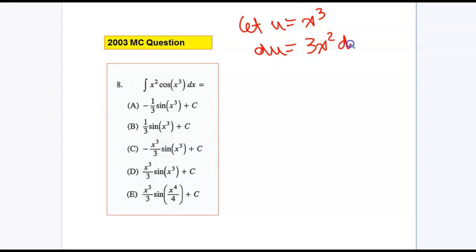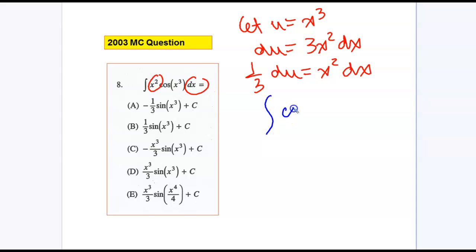du is going to be 3x squared dx, but you only have an x squared dx, so we have to divide by 3. So now we can make our substitution. This is going to be cos, and in place of x cubed, you're putting u. And in place of the x squared dx, you're putting 1/3 du.